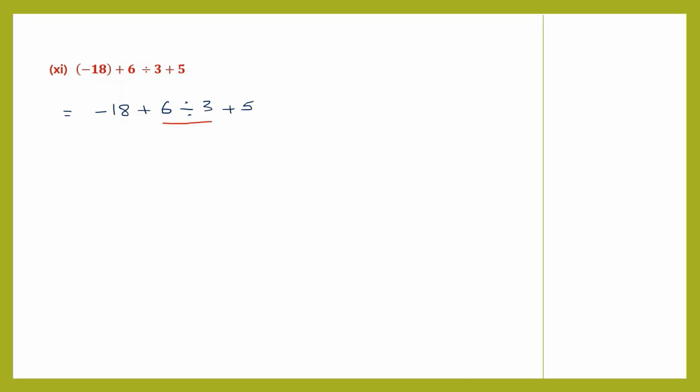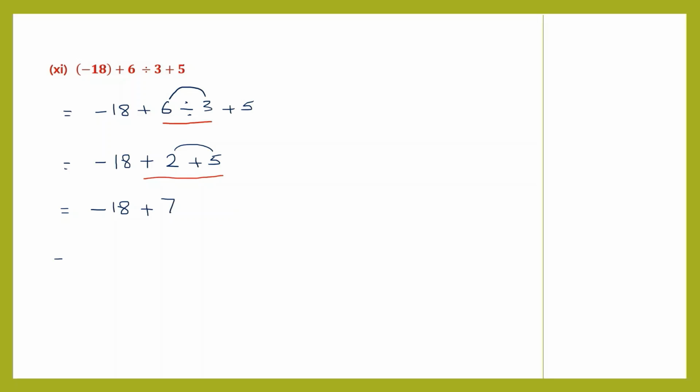So let's write everything else as it is. Minus 18 plus 6 divided by 3. 3 2's are 6. So we write the 2 here. Plus 5. Now let's do addition. That is plus 2 plus 5. So that is minus 18. And signs are the same. Put the same sign and add. So 2 plus 5 is 7.